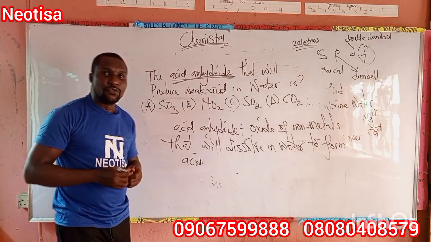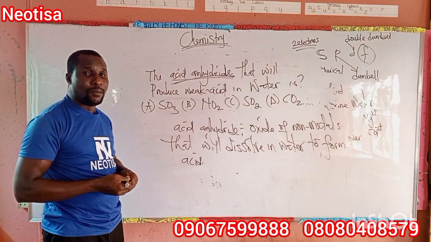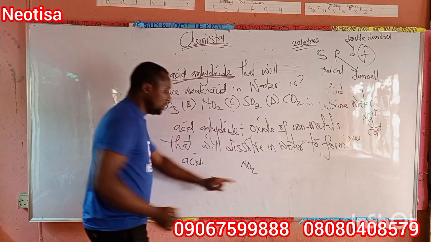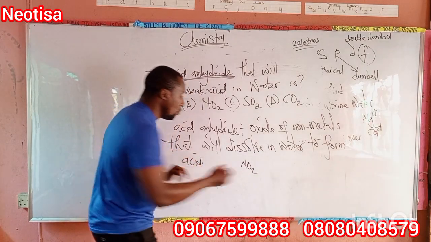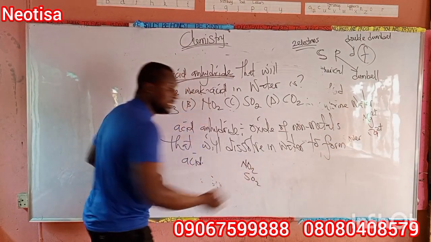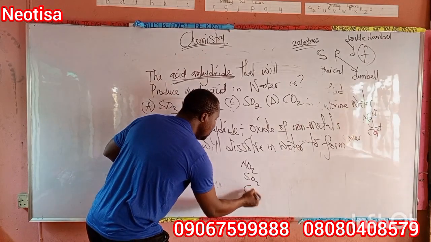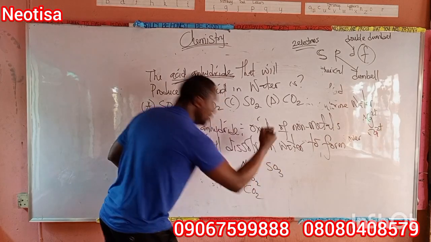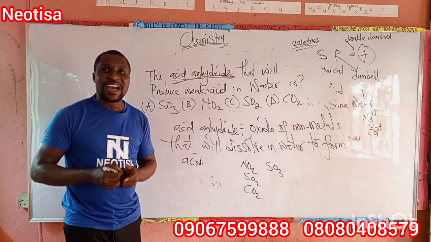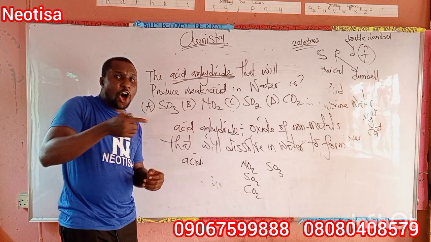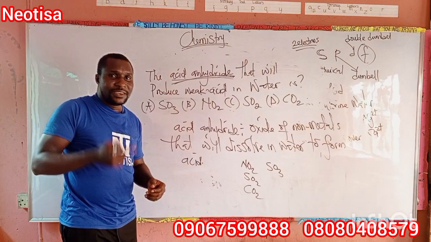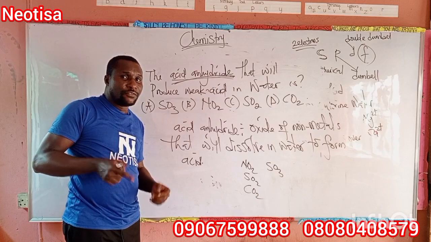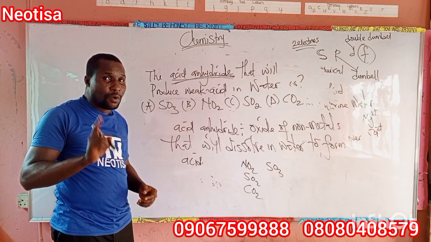That means oxides of non-metals that will dissolve in water to form acid. Examples are NO2, SO2, CO2, and SO3. These are examples of acid anhydrides. That means oxides of non-metals that will dissolve in water to form acid. Take note.